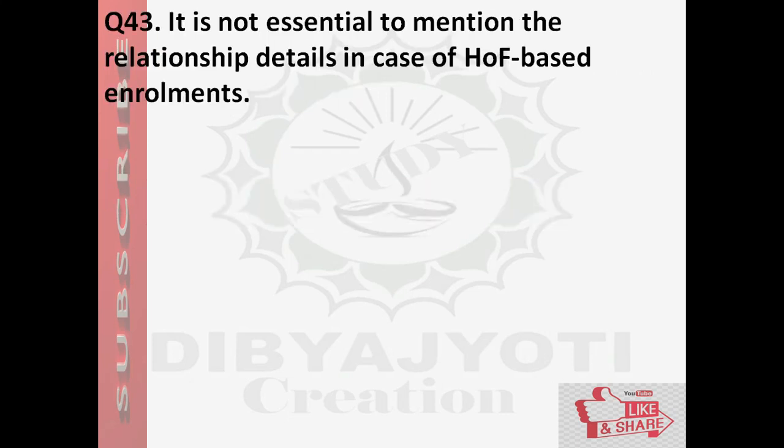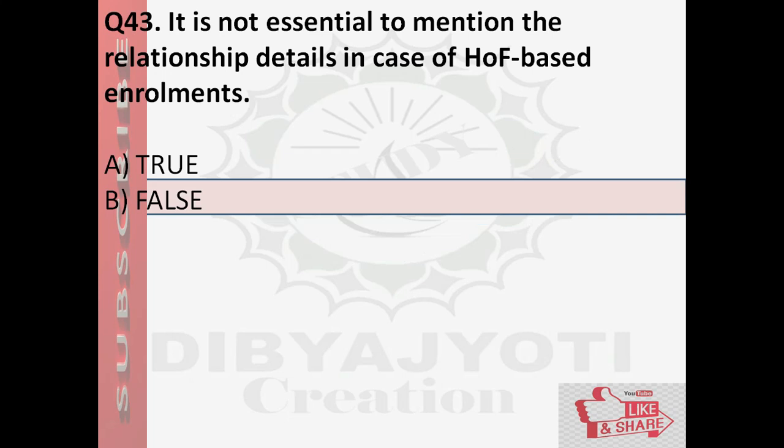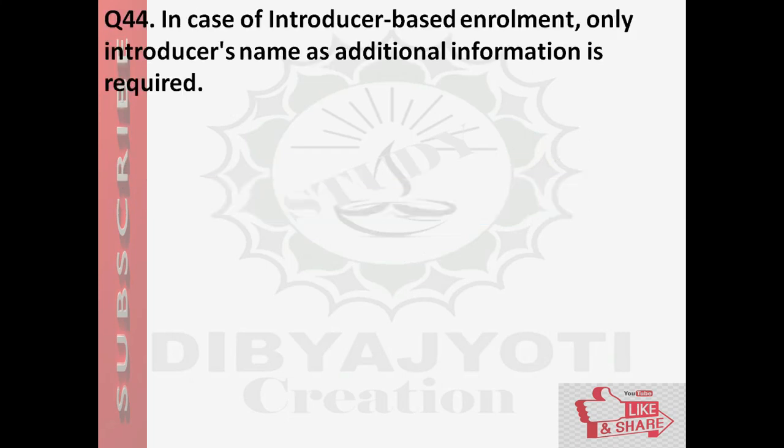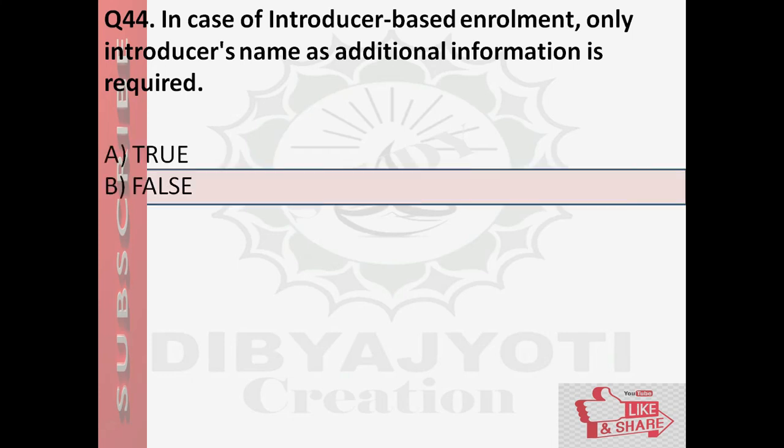Question number 43. It is not essential to mention the relationship details in case of HOF based enrollments. Option A, true. Option B, false. And answer is option B, false. Question number 44. In case of introducer based enrollment, only introducer's name as additional information is required. Option A, true. Option B, false. And answer is option B, false.